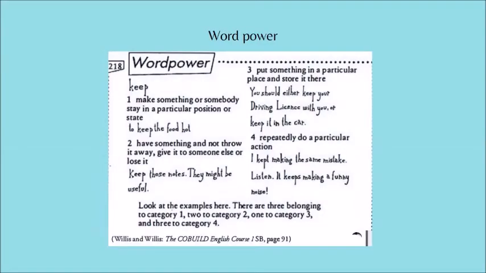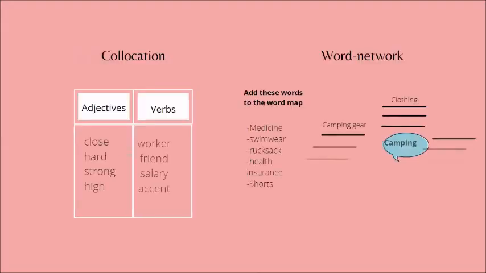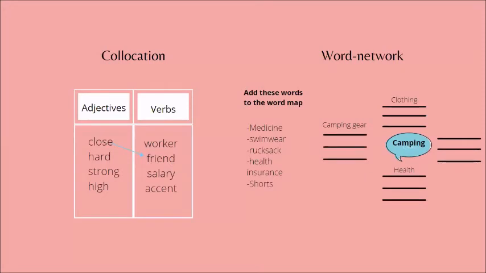Here we have an exercise called word power. In this, the student learns the different ways to use a word. So they need to learn how to use it in a specific context. Here we have collocation, where the student has to collocate properly the words that are in the chart.